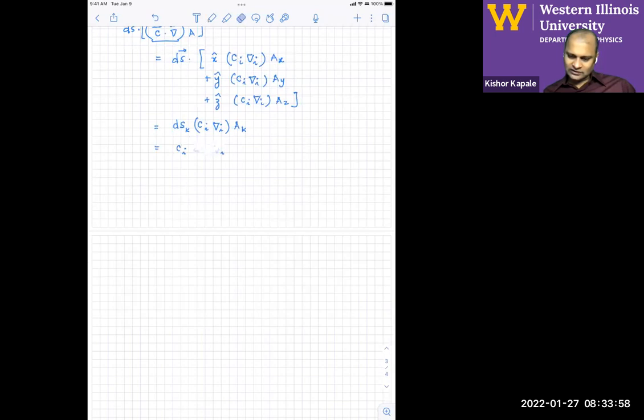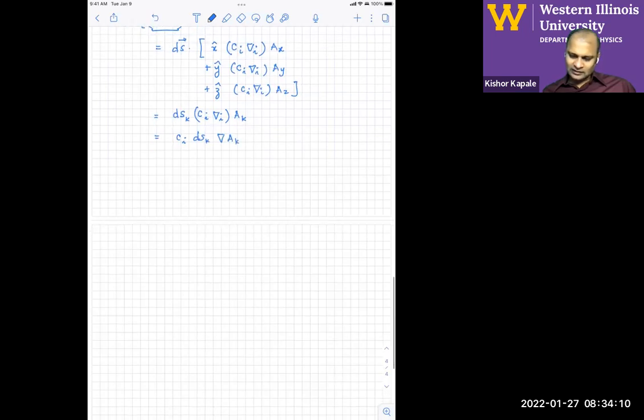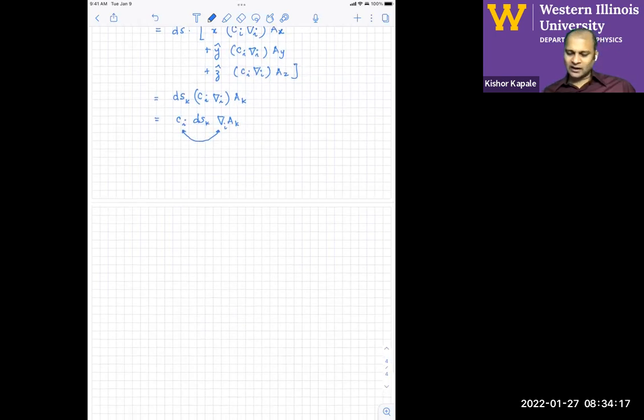okay, let's just write it down so that we can identify the dot product part correctly. Del i A k. So now I'm going to focus on these two. And you can identify the dot product hidden in between them. And so I can write down this basically as C dotted with ds k, the whole gradient operator applied to A k. Everybody with me?